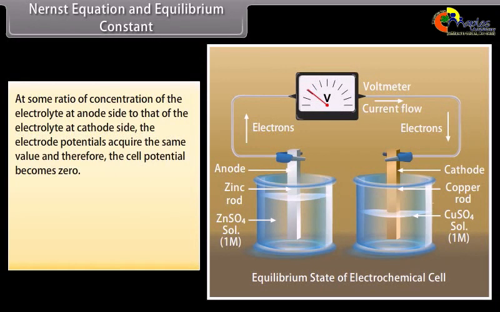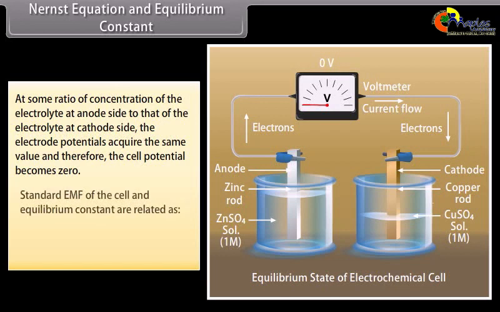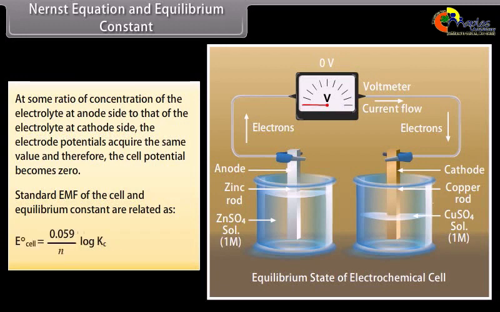Ultimately, at some ratio of concentration of the electrolyte at anode side to that of the electrolyte at cathode side, the electrode potentials acquire the same value and therefore the cell potential becomes zero. At this stage, the electrochemical cell stops working and the cell is in a state of equilibrium. By knowing standard EMF of the cell, equilibrium constant for the cell reaction can be calculated as E naught cell is equal to 0.059 upon n log Kc.